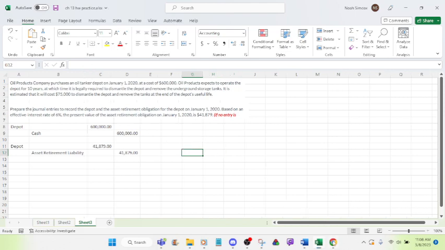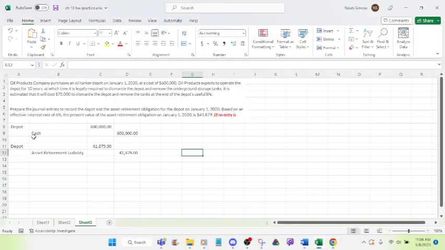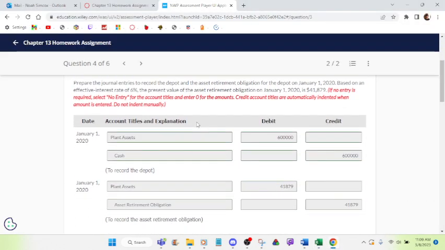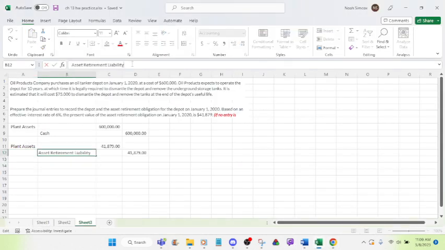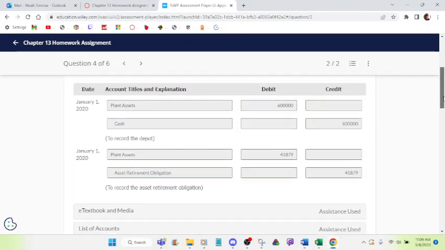So instead of depot, it's plant assets. Plant assets. And then this, obviously this plant assets. And the asset retirement obligation will be called asset retirement obligation. I mean, it could have just went with what they called it. Oh my gosh. And that's it. That's all you need to do. That's so simple. So next part.